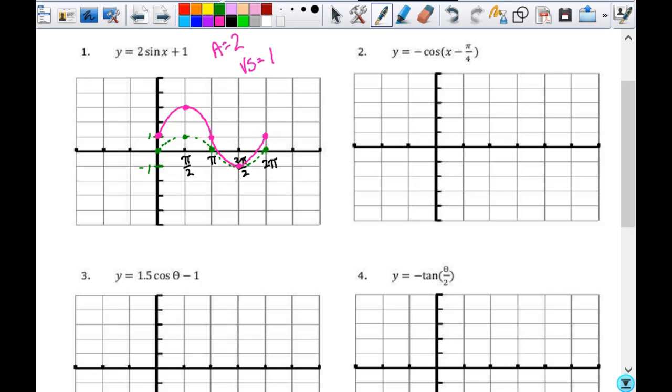Then after that, you should be able to finish out the rest of the grid. If you just look at the pattern that's happening here, there should be a point here and here, right? And then this one's going to be up here, so I can finish that off. And then down here. And then up here. So you get the one cycle done from the parent function, and then you should be able to just fill in the rest from the pattern of what's happening since it's a periodic function. Any questions about that?